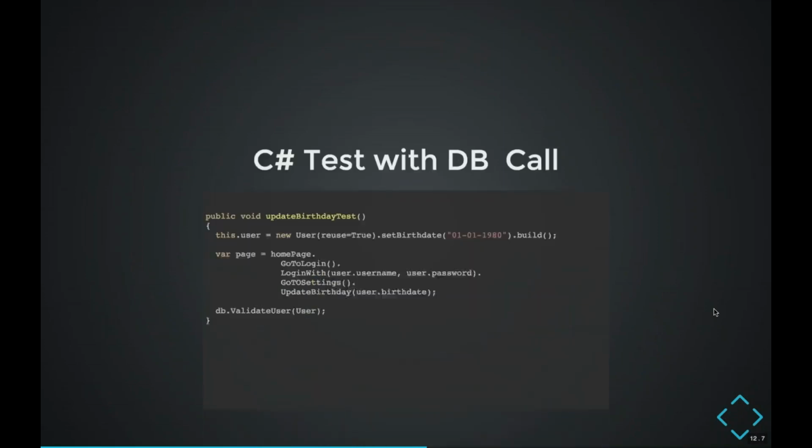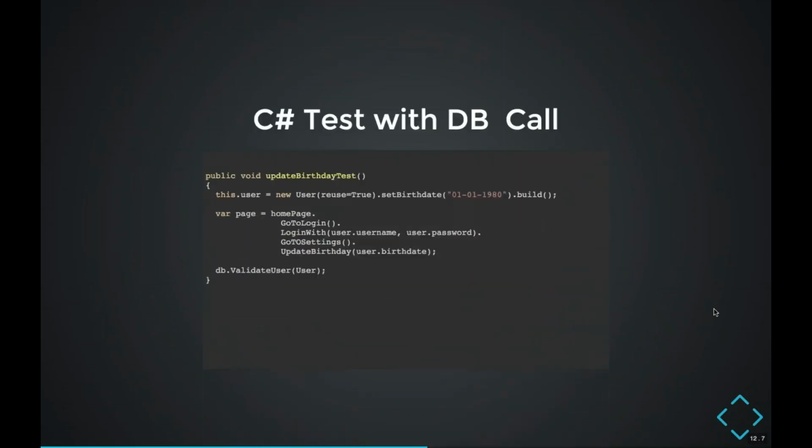So for another example with C#, here we're doing a whole bunch of stuff, a lot of awesomeness in this. We have a new user with reuse equals true, set birthday equal January 1st, 1980, dot build. And then go ahead, log in with this user, username and username.password. Go to settings and update the birth date with the user object's birth date. And then the assertion call is just db.validate user.